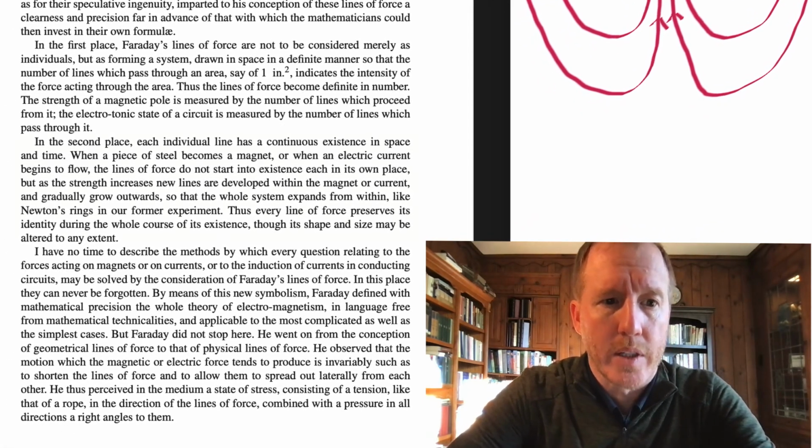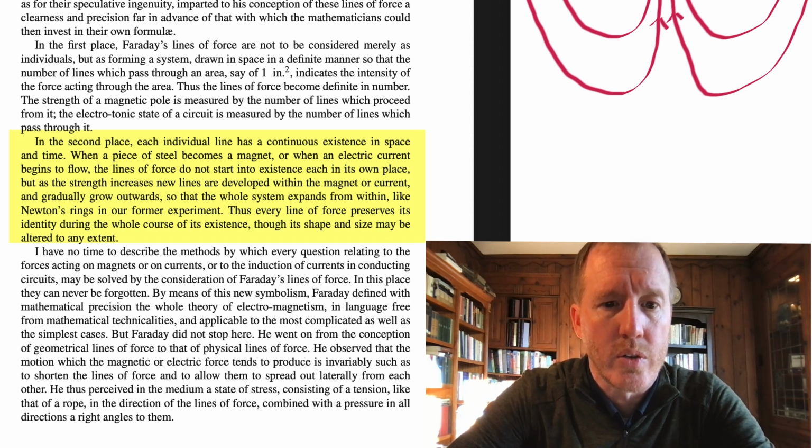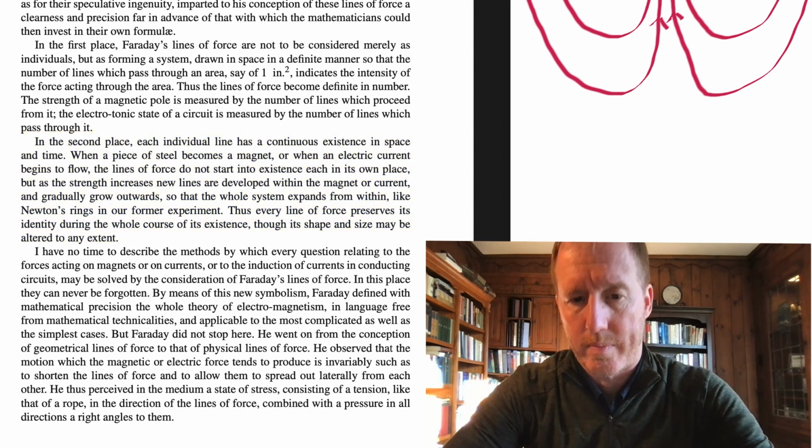In the second place, each individual line has a continuous existence in space and time. When a piece of steel becomes a magnet, or when an electric current begins to flow, the lines of force do not start into existence each in its own place, but as the strength increases, new lines are developed within the magnet or current and gradually grow outwards so that the whole system expands from within, like Newton's rings in our former experiment. Thus, every line of force preserves its identity during the whole course of its existence, though its shape and size may be altered to any extent.